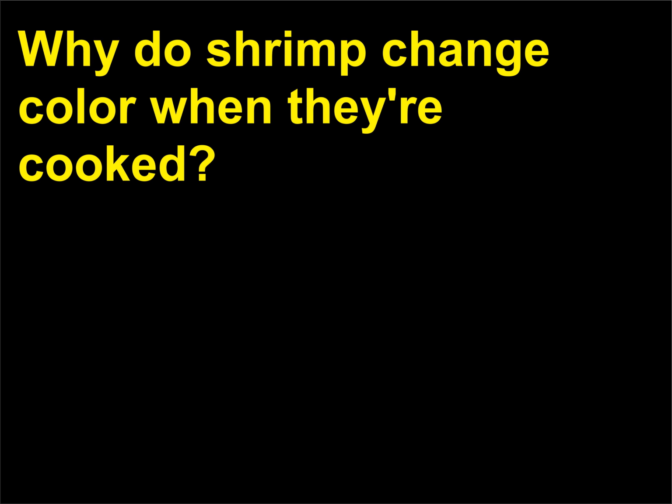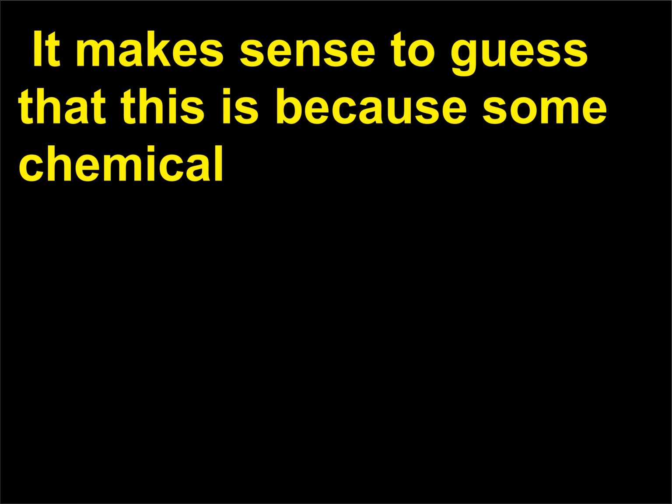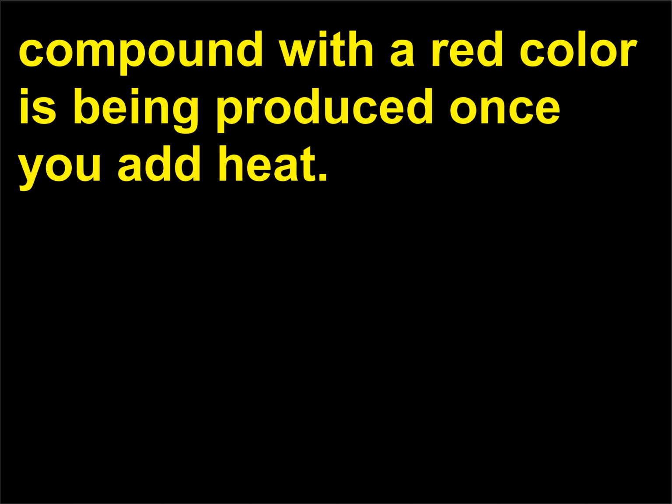Why do shrimp change color when they're cooked? Some, but not all, shrimp are grayish when they are raw, but turn pink once they're cooked. It makes sense to guess that this is because some chemical compound with a red color is being produced once you add heat.